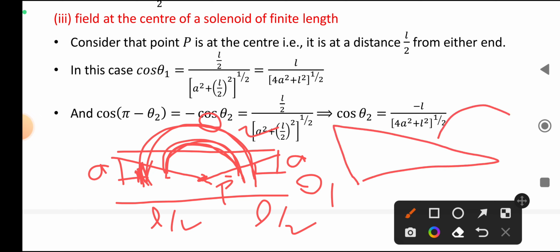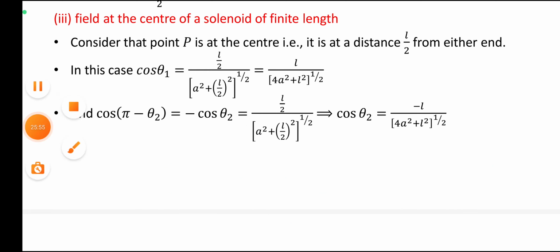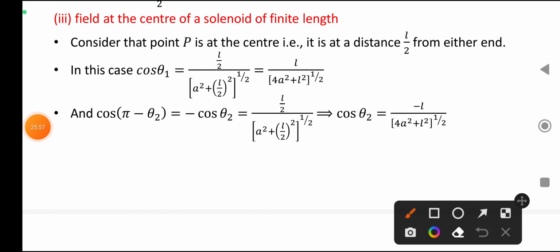Isn't it? So up to here it is theta 2. It is what? Pi minus theta 2. So this angle is what? Pi minus theta 2, right? So that is why, see here, pi minus theta 2 is subtracted.